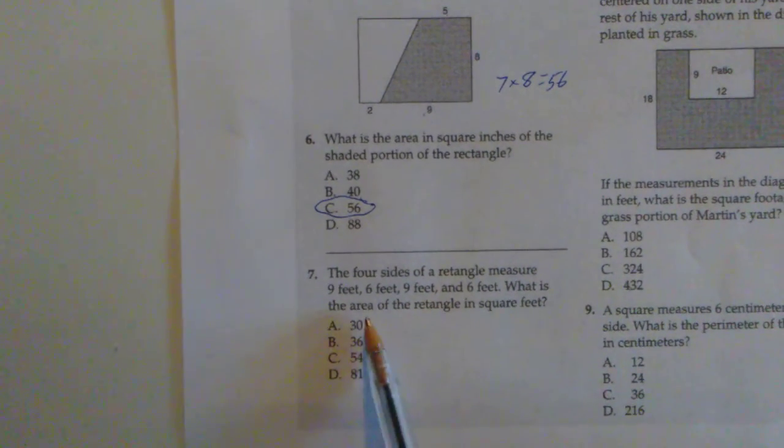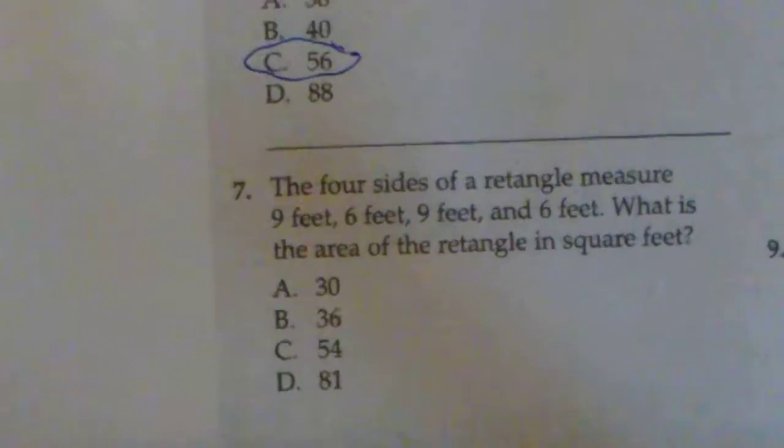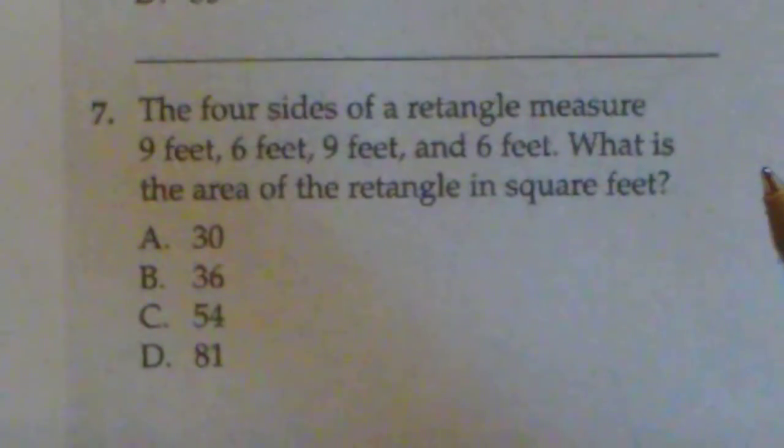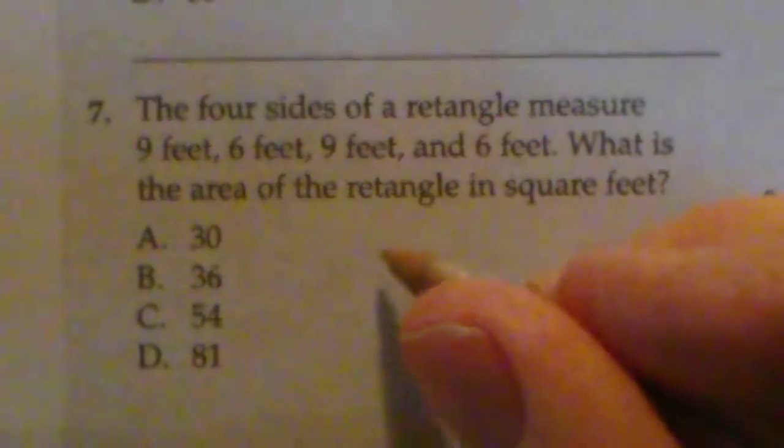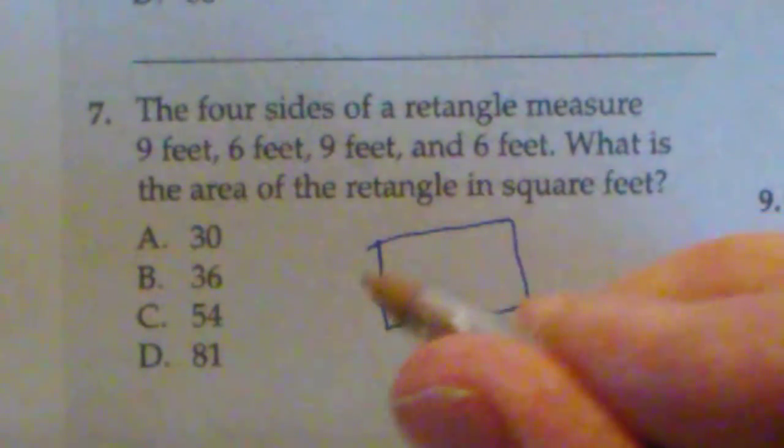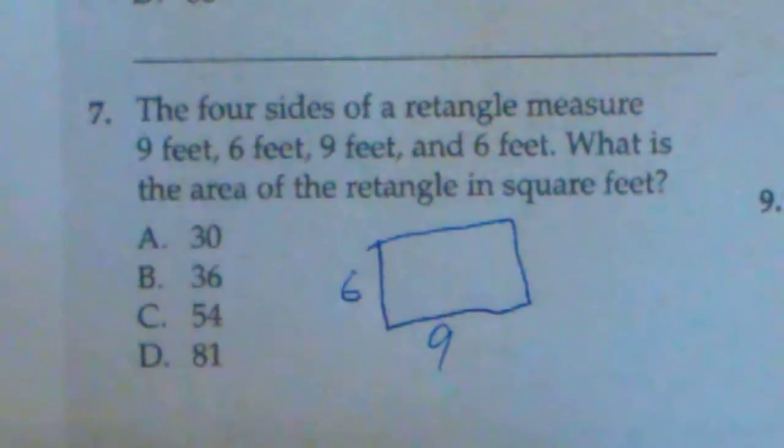Okay. The four sides of a rectangle measure 9 feet, 6 feet, 9 feet, and 6 feet. What is the area of the rectangle in square feet? Is that easy or hard? Well, that's an easy one, isn't it? It's just a rectangle. 6 by 9. What is the area in rectangle? You just multiply 6 times 9.